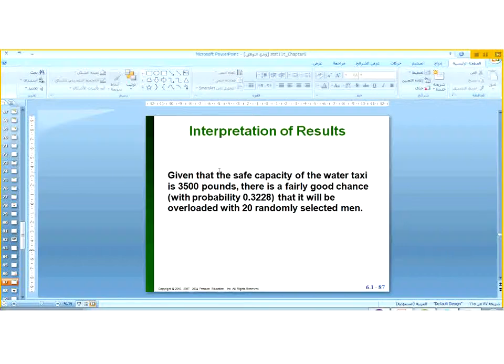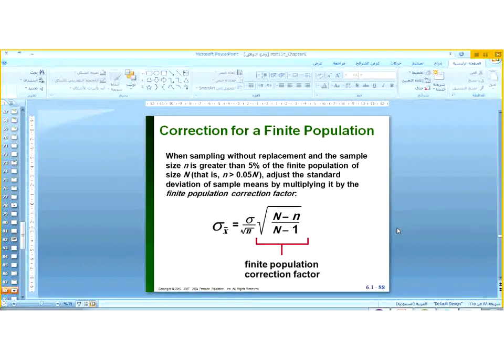Interpretation of results. So the interpretation is: given that the safe capacity of the water taxi is 3,500 pounds, there is a fairly good chance, with a probability of 0.3228, that it will be overloaded with 20 randomly selected men. This is the interpretation.